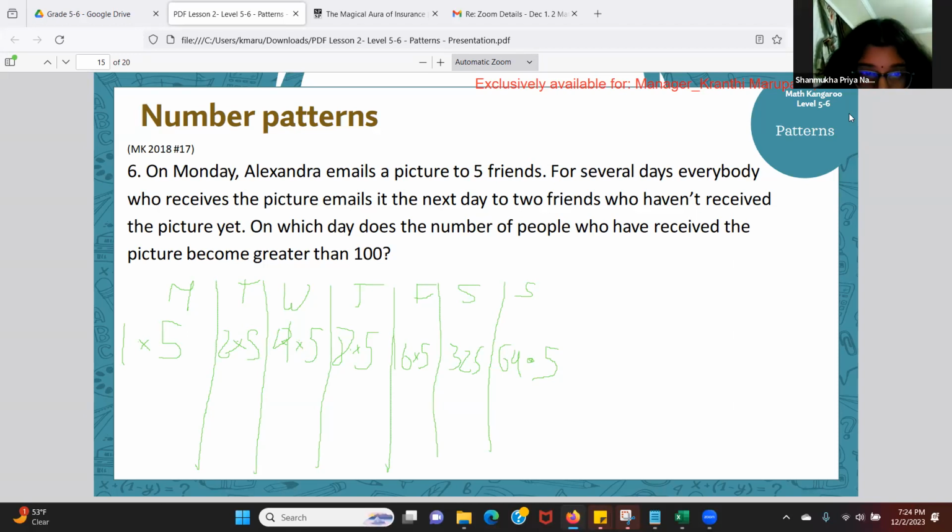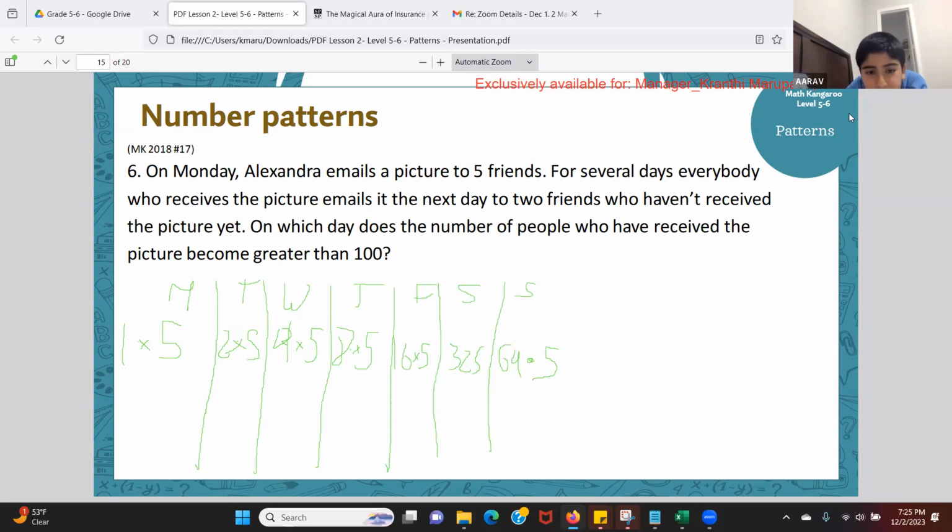So technically, the time it would be more than 100 would be on Saturday. No, it would be Friday, right? Because 20 times 5 is equal to 100, so it has to be more than 20. Yeah, so 1 plus 2 plus 4 plus 8 is 15. So that would be on Thursday. There would be 15 times 5.